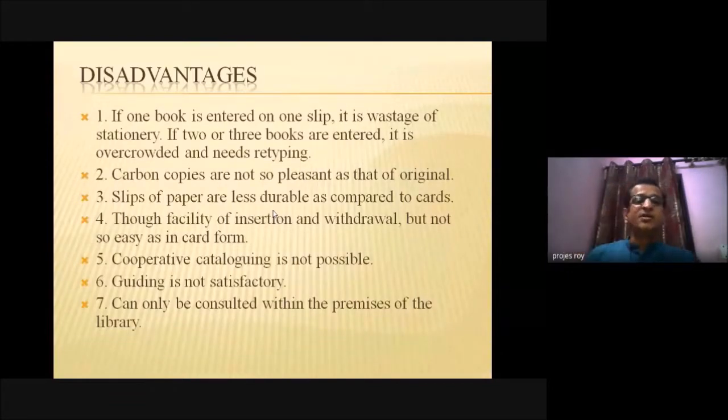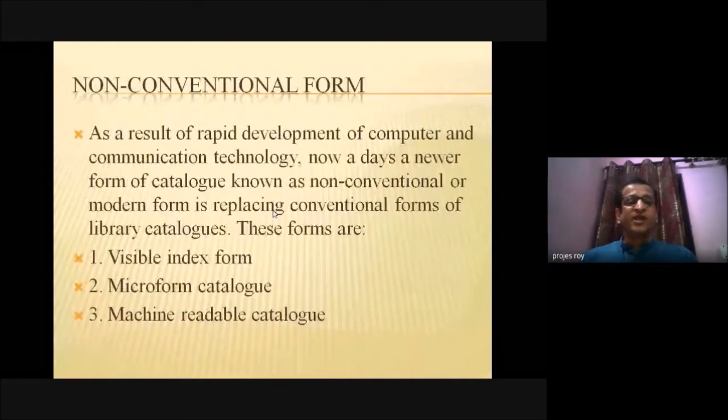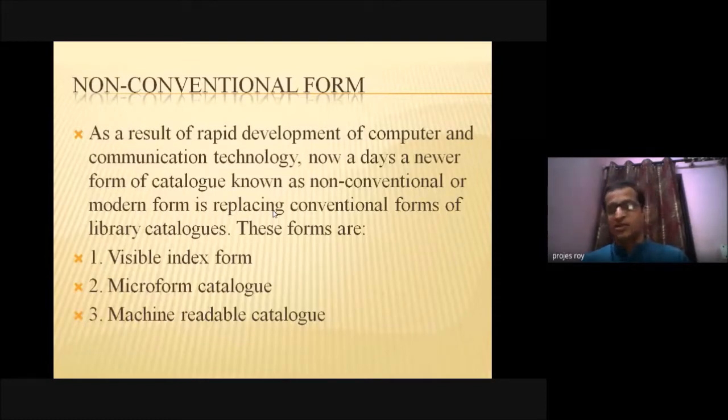Now, in case of non-conventional forms, these were the conventional forms, and these are the non-conventional form catalogs. As a result of the rapid development of computer communication technology, basically it was not digital all the way. It came in different stages. It came first analog, then it transformed into digital. Nowadays, a newer form of the catalog known as non-conventional or modern form is replacing the conventional form of library catalog. These forms are visible index form, microform catalog, and machine readable catalog. It's called MARC.